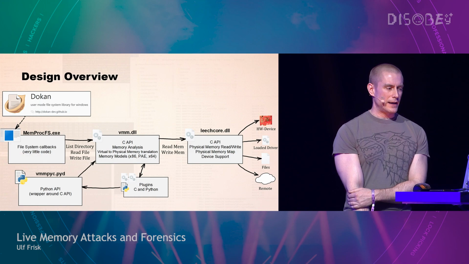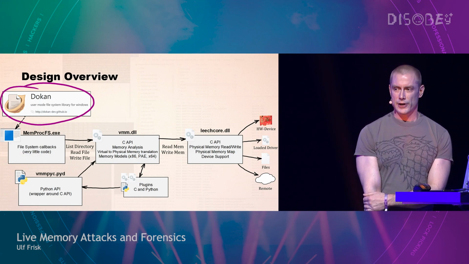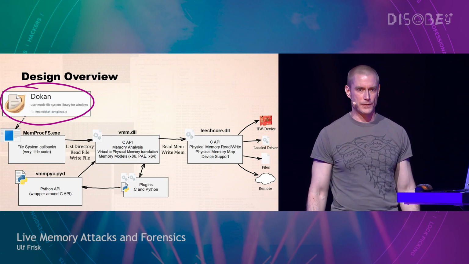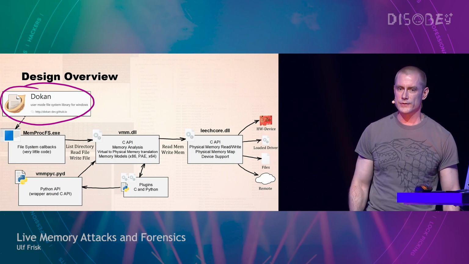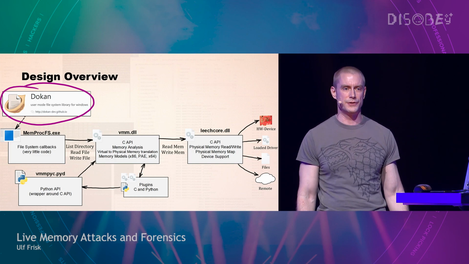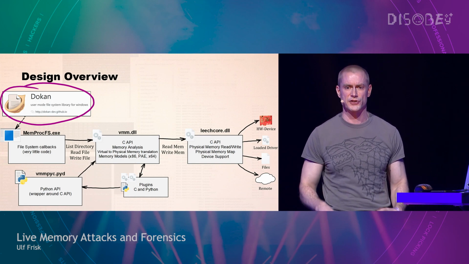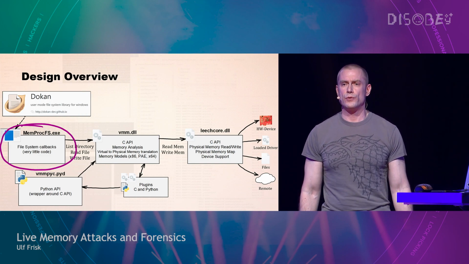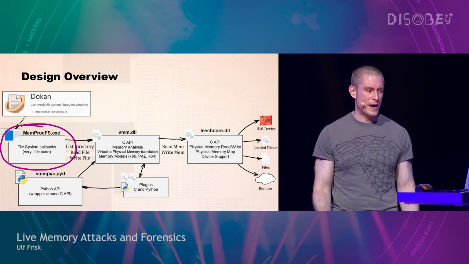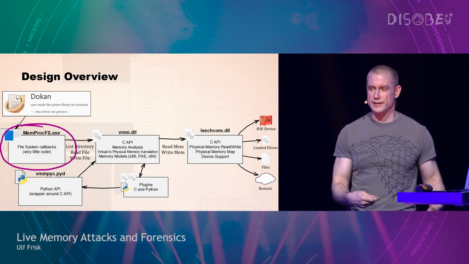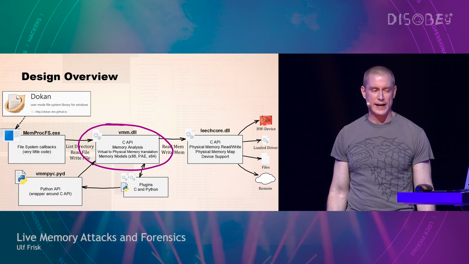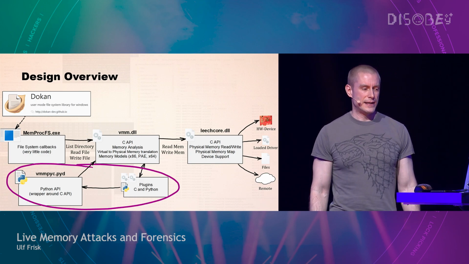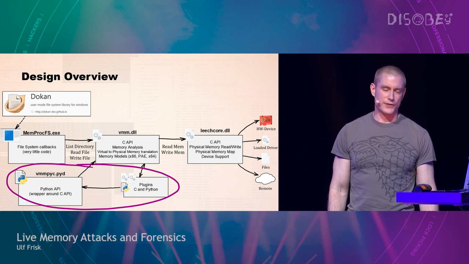So how is it done? For the file system part, I use a third-party library, which is called Dokan. It's like a super awesome user mode file system component for Windows that's available as open source on GitHub. It takes care of the hard part, such as having a file system driver in the kernel. And all I need to do is to implement some really simple user mode callbacks in my MemProcFS executable, which is just a very thin wrapper around the main analysis library, which is where all the memory analysis is taking place. I do have plugins in both C and Python connected to this, and also a Python API.